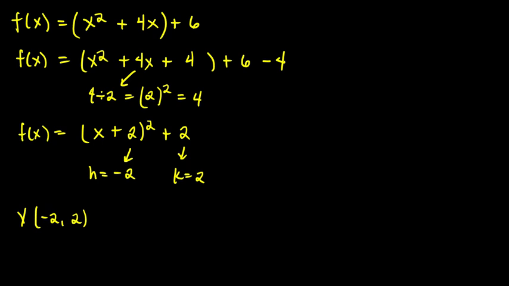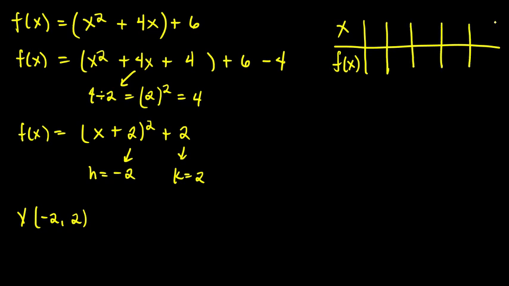Now that we have the vertex, it's time for us to determine the table of values. x, f of x. Again, we use 5 values. So 1, 2, 3, 4, 5. We put the vertex at the very middle of the table, so this will be negative 2, and k will be 2. And then we complete the table with the natural order of the integers here. To the right of negative 2 is negative 1, then after that 0. To the left of negative 2 is negative 3, then negative 4.